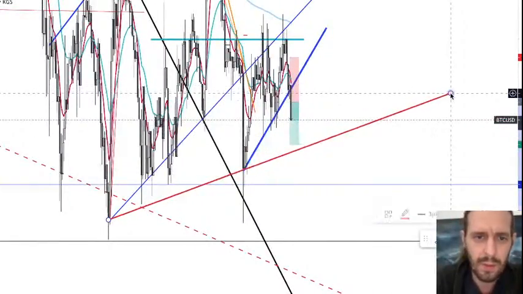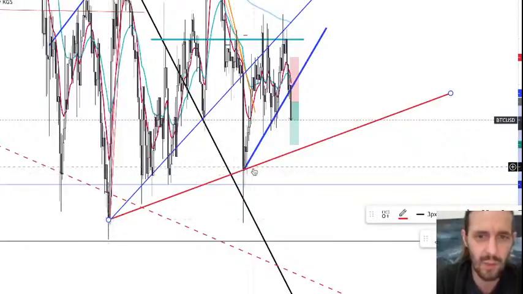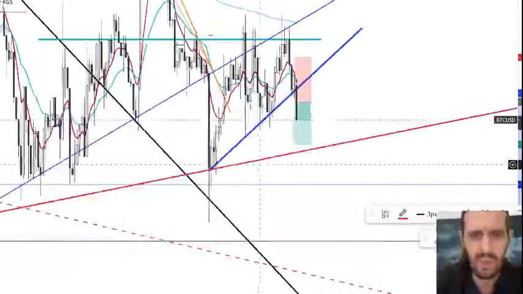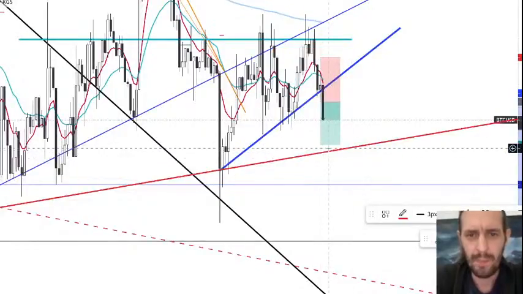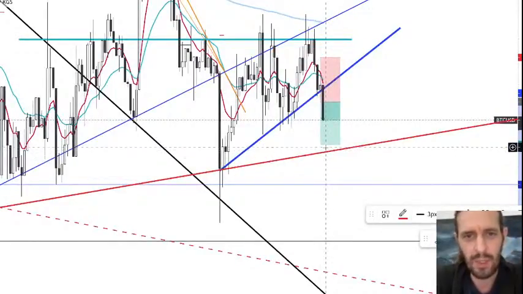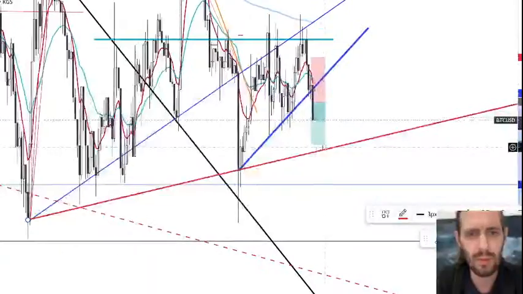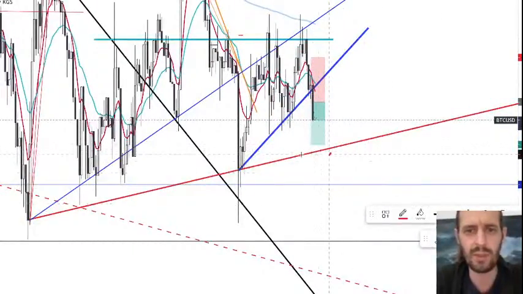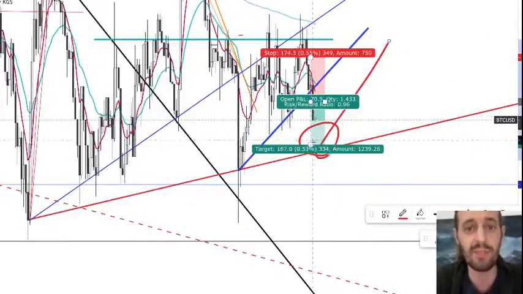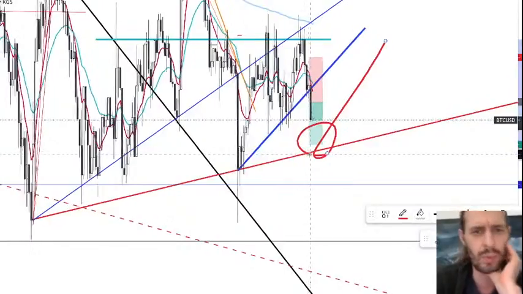So if we connect these two closes, yeah, I think we will reverse right here with a very high degree of certainty. I think we will reverse right here and go back, at least if we go this low.